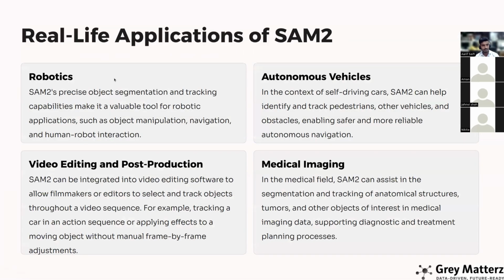So next, how can we use SAM2 in real-life applications? The real power of SAM2 lies in its wide range of applications. Let's go through a few examples. In robotics, SAM2 can help robots identify and manipulate objects in dynamic environments. In autonomous vehicles, SAM2 tracks other vehicles and obstacles for safer navigation. But it is not that good in real time. I will give you an example of that later in the webinar through a video also.